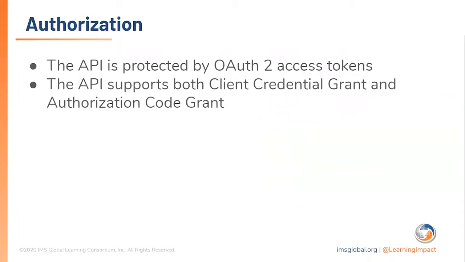The API is protected by OAuth 2 access tokens. The API supports tokens issued through the client credentials grant and authorization code grant flows. Note that the systems that provide the CLR endpoints will need to provide an authorization server that is capable of responding to the authorize and token endpoints. Any commercial or open source OAuth 2 authorization server will provide these endpoints.